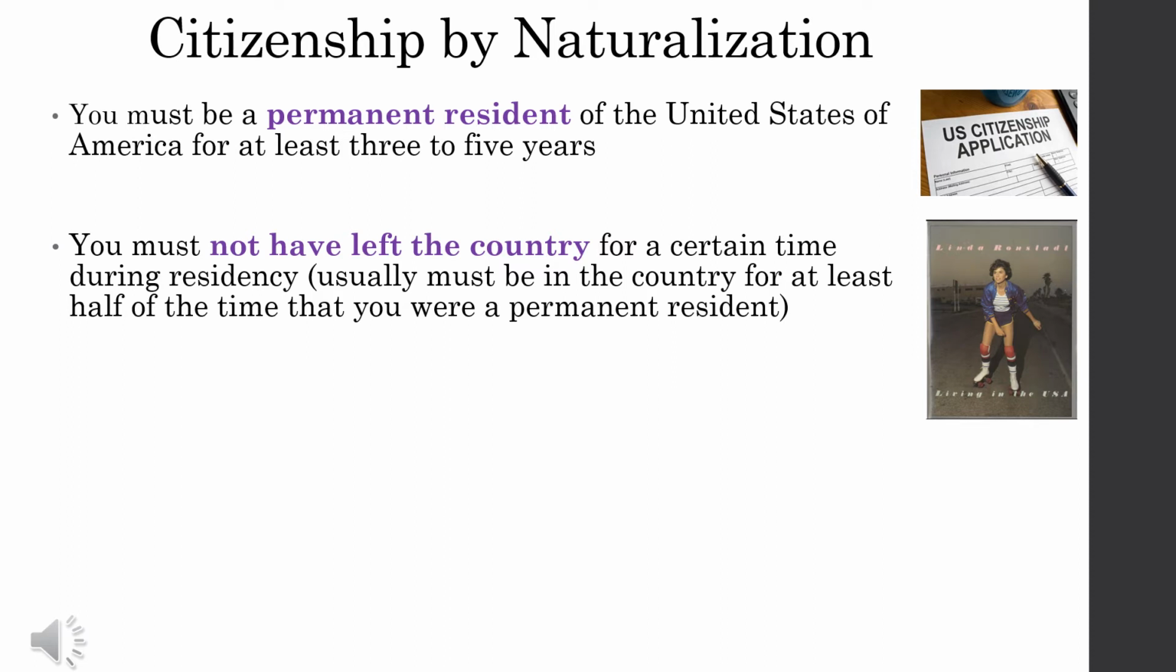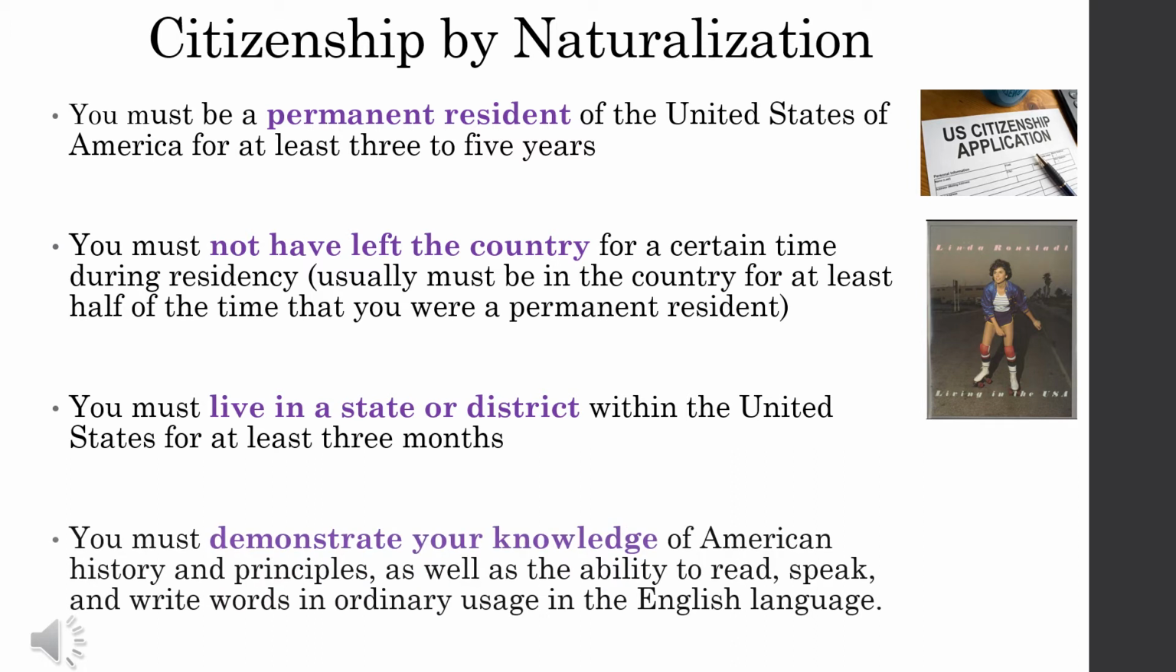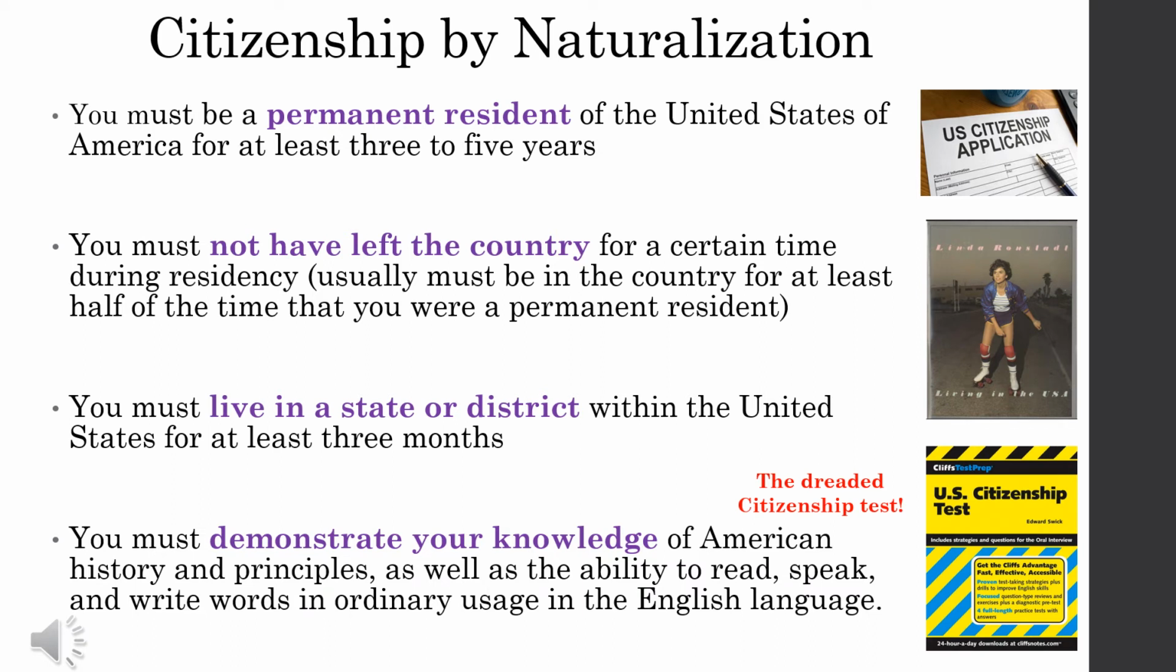So during the 5 years you were a permanent resident, we want to see that you were living in the USA. And then once you actually apply for citizenship, you must live in a state or district within the United States for at least 3 months. And then there's this. You must demonstrate your knowledge of American history and principles, as well as the ability to read, speak, and write words in ordinary usage using the English language in the dreaded citizenship test. Unlike citizens who are born here, naturalized citizens must prove that they know things about the United States of America. Go to the next slide.